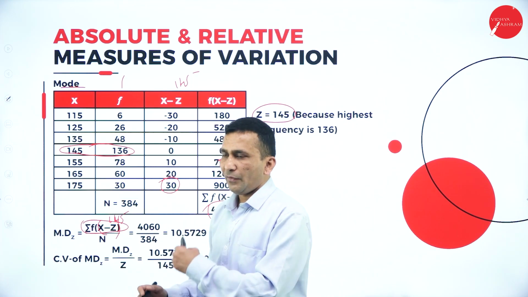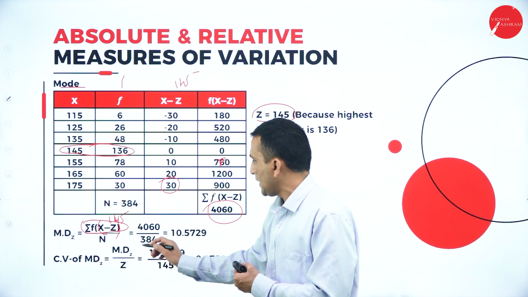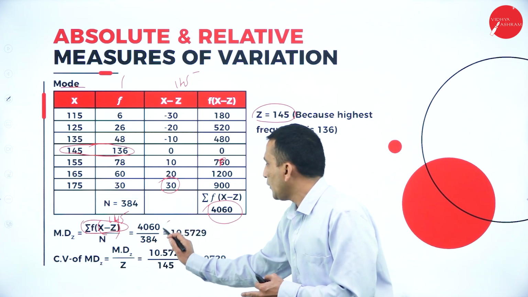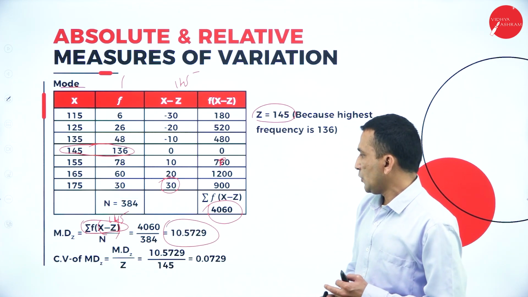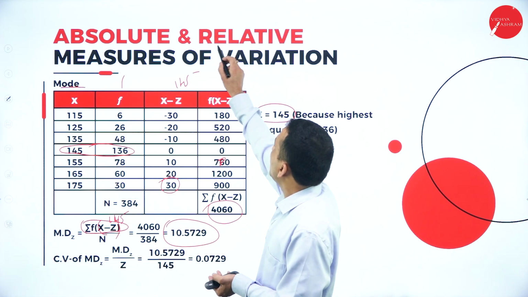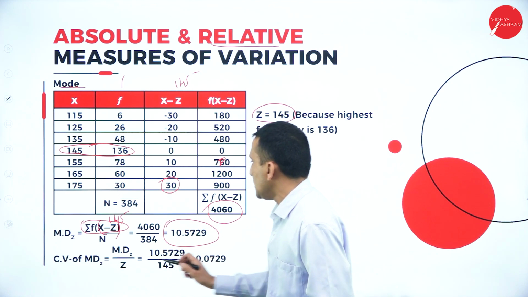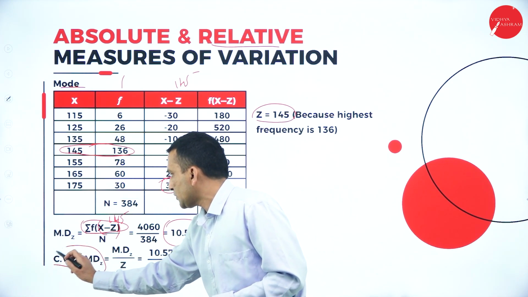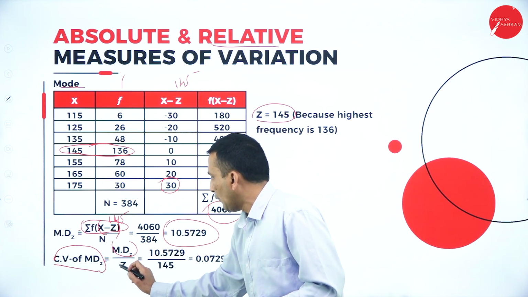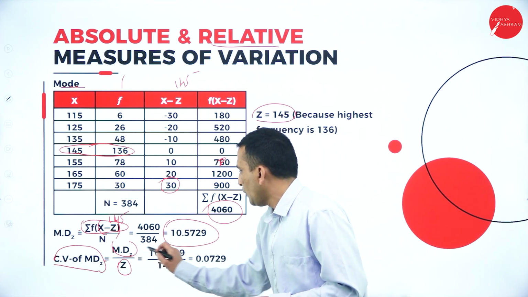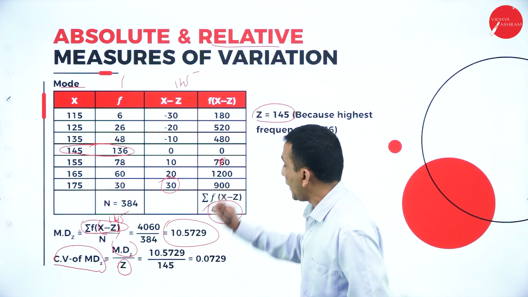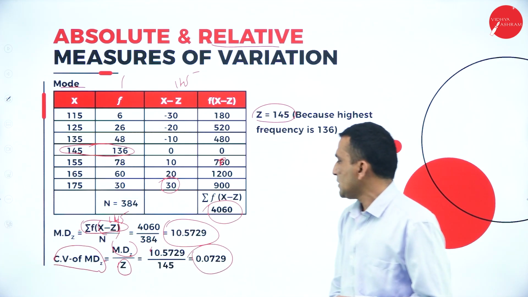Now according to the formula, we need to write the numerator 4060 divided by n, the frequency total 384. If you simplify, you are getting the mean deviation from mode equal to 10.5729. Once we have calculated the absolute measure, now we go for the relative measure of variation. The formula is the coefficient of mean deviation of mode. The same absolute value we calculated, 10.5729, divided by the mode, because we are using the mode, 145. If you simplify, we are getting 0.0729.